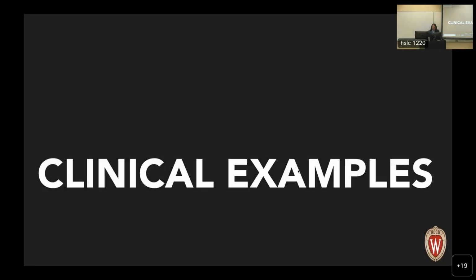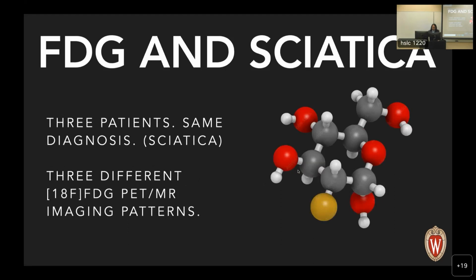All right, moving on to our clinical examples. We're going to first show you some examples of repurposing FDG, which is normally used as a cancer imaging agent, in patients with sciatica. And so why should FDG work? Well, FDG is really just a fancy radio-labeled sugar, and it's a marker of inflammation and increased metabolism.